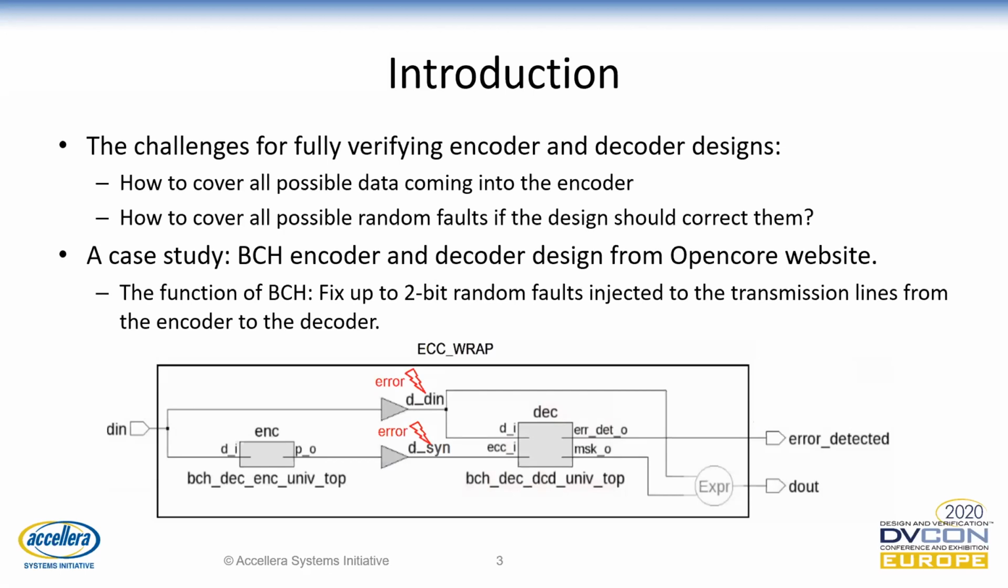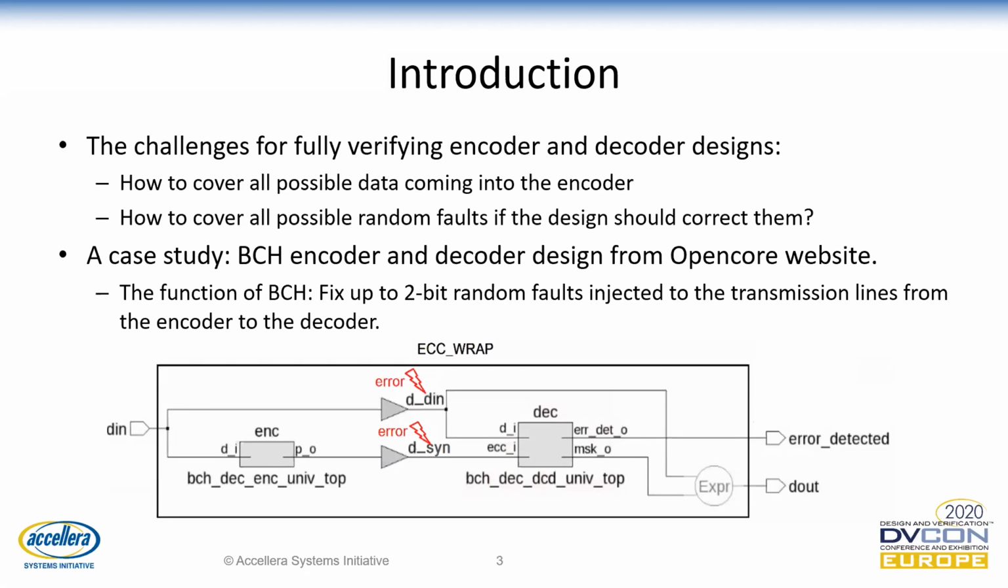Formal verification can automatically consider all possible values for inputs and undriven wires. I will introduce how to use an undriven wire for injecting random faults in the next section. To demonstrate the two methods, I will use the BCH encoder and decoder design from the Opencores website.